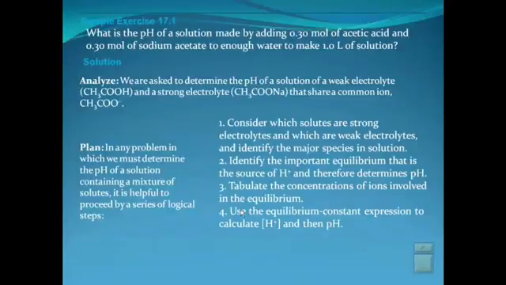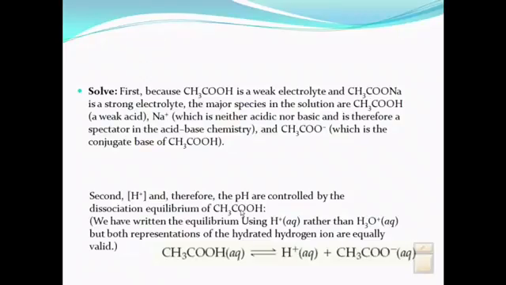This is the common ion effect. Here we go. It says, first, because CH3COOH is a weak electrolyte, that's a weak acid, and the sodium acetate is a strong electrolyte, it means that the major species in the solution are the CH3COOH, your weak acid, Na+, which is neither acidic nor basic, which doesn't really matter, and then your CH3COO-, your acetate ion, which is the conjugate base of CH3COOH. So that's the first step.